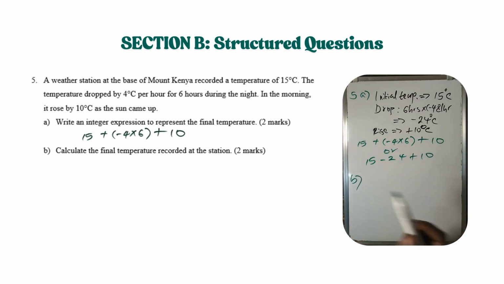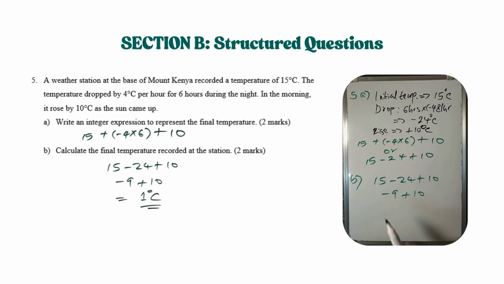For part B, calculate the final temperature recorded at the station. Let's just complete the expression. We had 15 minus 24 plus 10, with both addition and subtraction of the same priority, so we add or subtract from left to right. 15 minus 24 is -9, and then plus 10. -9 plus 10 will give us 1 degrees Celsius.